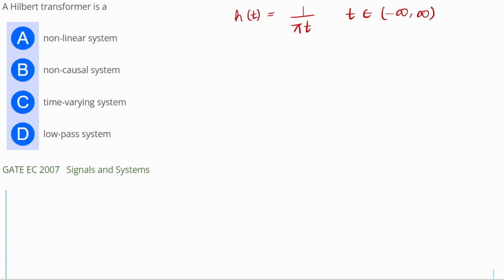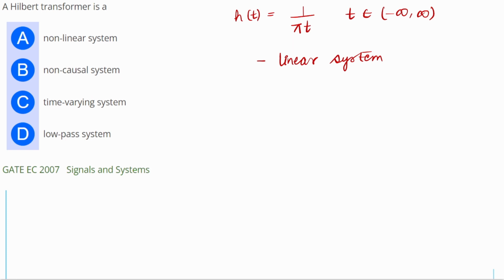Now it is characterized by h(t) equals 1 by pi t. Now we will see whether it is a linear or a non-linear system. It is of course a linear system, because we can check both the properties, additivity and homogeneity. It will satisfy both. So it is a linear system.